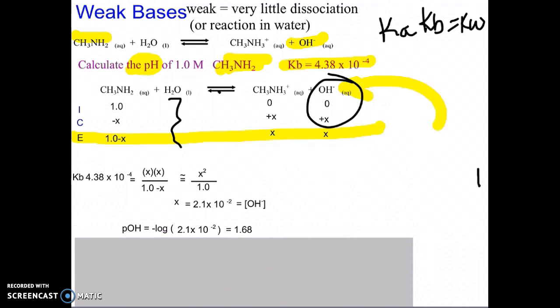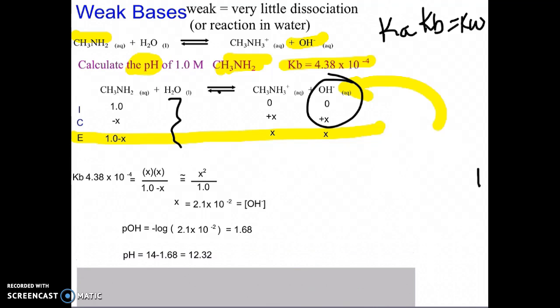Okay? So now, if I solve for the negative log of x, which is hydroxide, I'm not making a pH, I am creating a pOH. And here the pOH, as I calculated, is 1.68. To get to the pH, which is what they're asking for, you are then going to subtract that from 14. 14 minus 1.68, which is the pOH, will give you the pH, which is 12.32. And that's how you calculate the pH of a weak base. I hope this helps, and good luck.